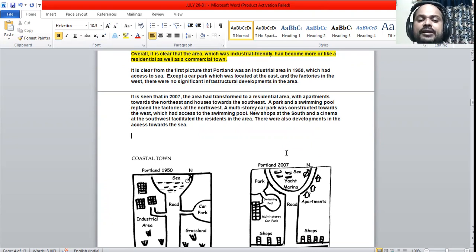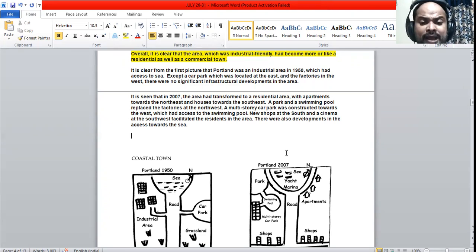There were no significant infrastructural developments in the area. So we can say only a car park at the east and factories at the west. There is no significant infrastructural development in the area. So it had access to sea. This is an industrial area which had access to sea. No such big establishments were there in 1950. So this is what we can see.